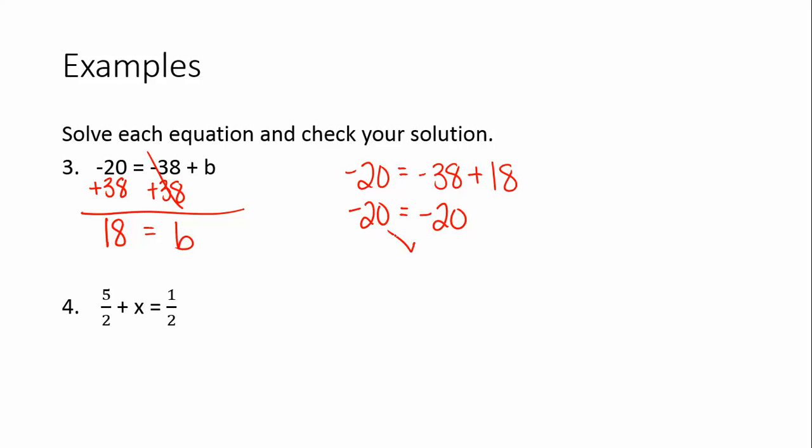On number 4, we have 5 over 2 plus x equals 1 over 2. We'll deal with some shortcuts with fractions later, but right now, all we need to know is that both of those denominators are 2's, so we'll be able to easily add and subtract. We need to get x by itself by subtracting 5 over 2 to the other side.